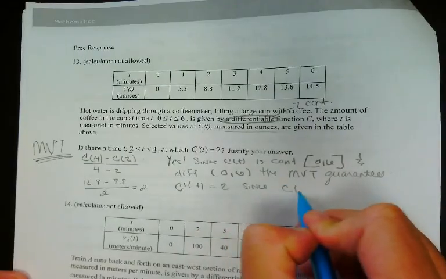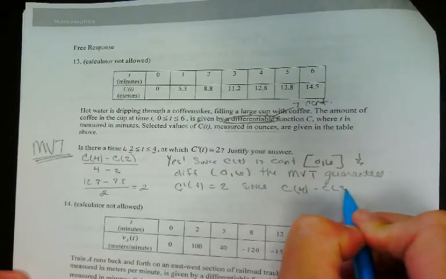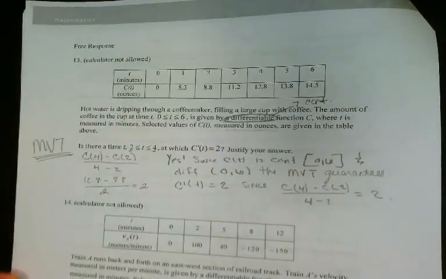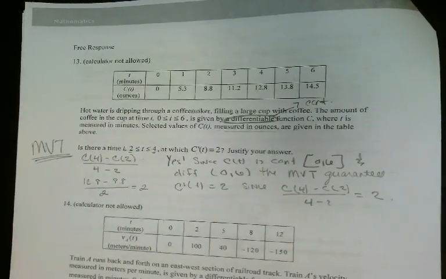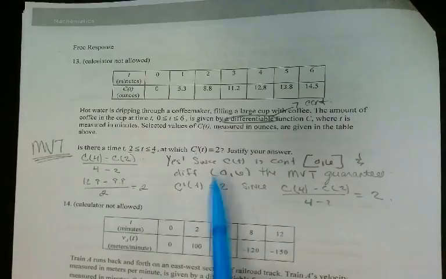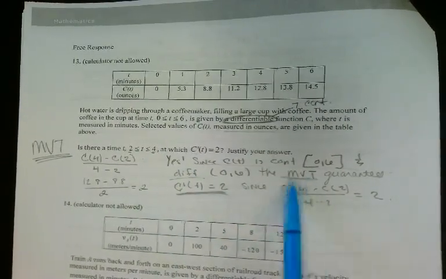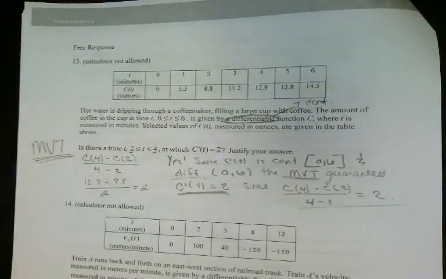since, and then you kind of just put, as mathematicians, just put your math in your work. You can just stick that right in there. Since c of 4 minus c of 2 over 4 minus 2 equals 2. Okay, so again, the conditions have to be met. You have to talk about the question and the theorem and stick your work right in there.